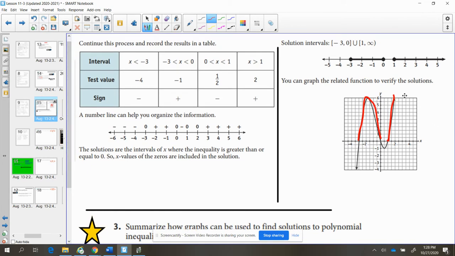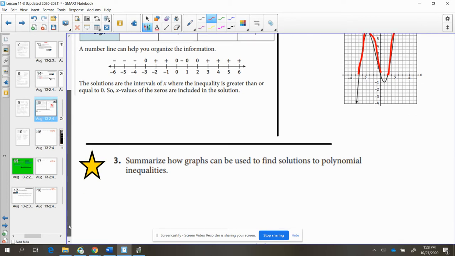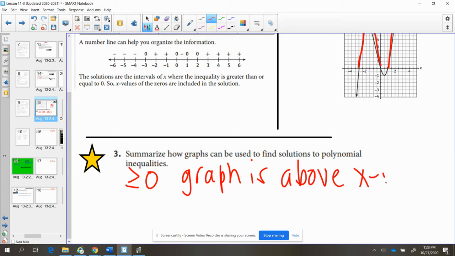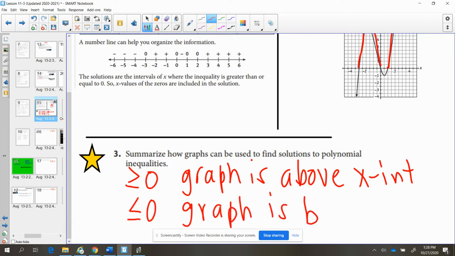Now again, you can always check on your graph if that interval solution was correct by looking at the graph, and again, where is it greater than or equal to 0? Okay, so basically what we're looking for when we're looking to find the polynomial inequalities, for any solutions greater than or equal to 0, it's where the graph is above the x-intercepts, versus when it's less than or equal to 0, graphs are below. Or your x-axis, but x-intercepts are the same there.